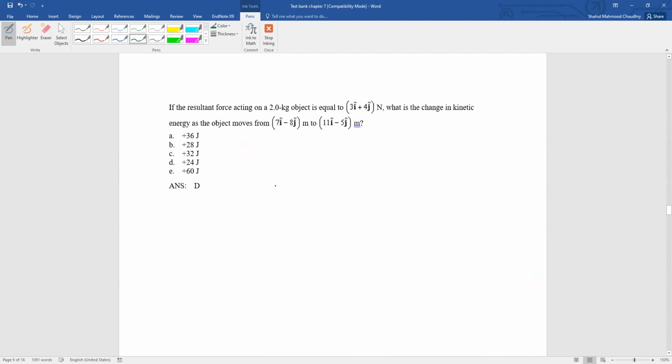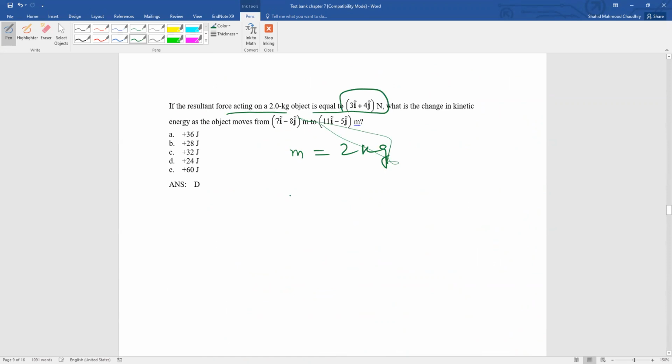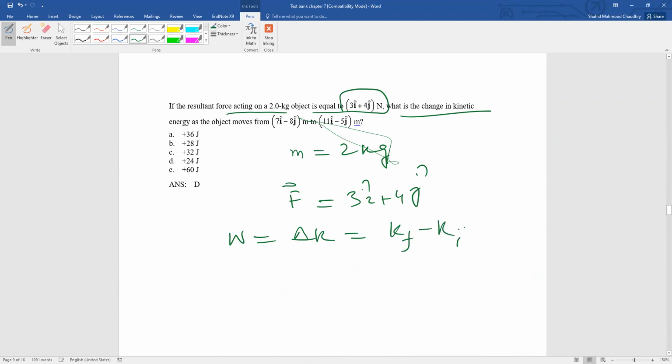Okay. After this, if the resultant force acting on a 2 kg mass, mass is 2 kg, is given in vector form as 3i plus 4j, what is the change in kinetic energy? So change in kinetic energy is actually the work done. You know that work done is equal to delta K. Delta K means Kf minus Ki. Kf minus Ki is 1 over 2 m vf square minus 1 over 2 m vi square. This is the equation.